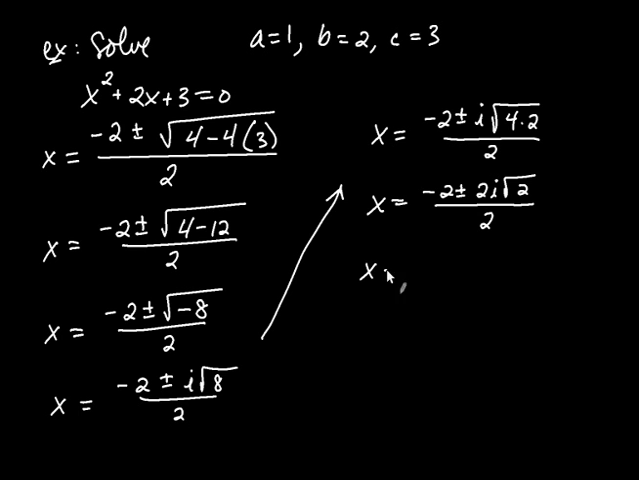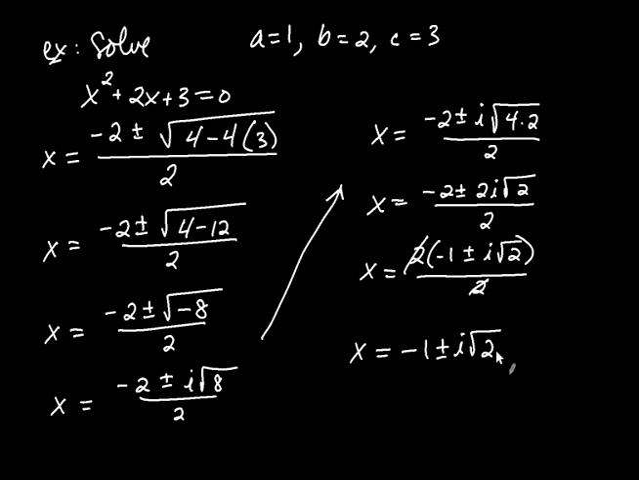Now you have to factor so you can cancel. So it's going to be 2 times negative 1 plus or minus i root 2 all over 2. I factored a 2 out of both of these, right? And the reason is because now I can cancel. The 2's cancel. So here are my solutions. Negative 1 plus or minus i square root of 2. So I have two solutions, right? Negative 1 plus i root 2 and negative 1 minus i root 2.